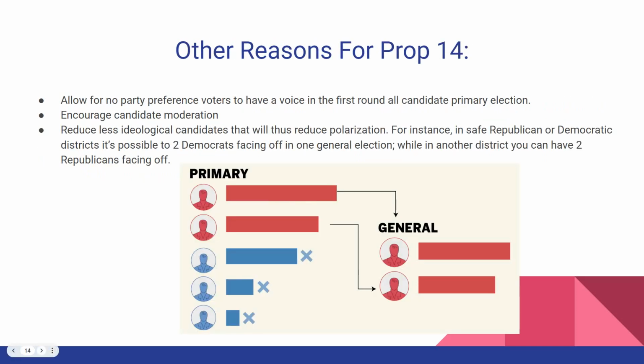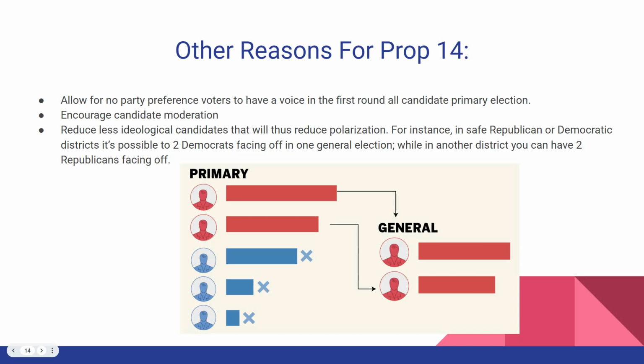But there are other reasons for Proposition 14 to pass and why many people advocated for top two jungle primaries or top two all candidate primary elections. The other reason is that it would allow no party preference voters to have a voice in the first round all candidate primary, or in other words, to have a voice in primary elections in general. As well, they say it would also encourage candidate moderation by reducing ideological candidates, which would thus reduce polarization.